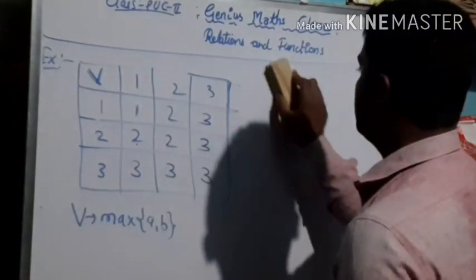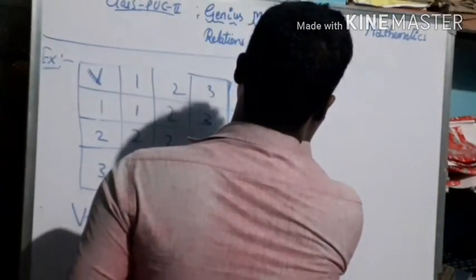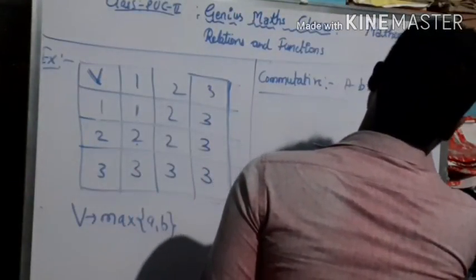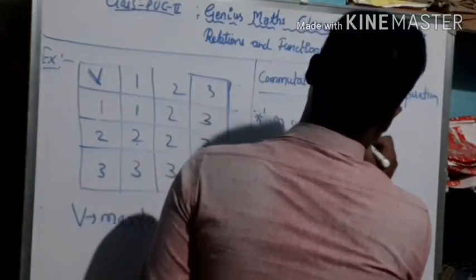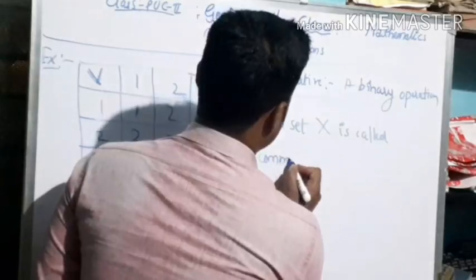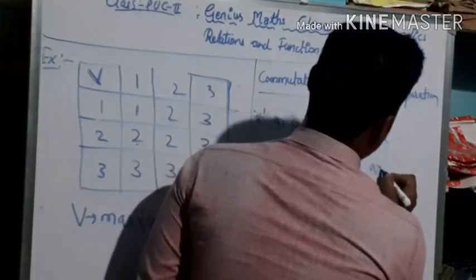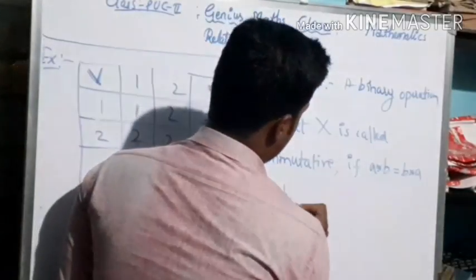What is commutative? A binary operation star on set X is called commutative if A star B equal to B star A, for every A comma B belongs to X.